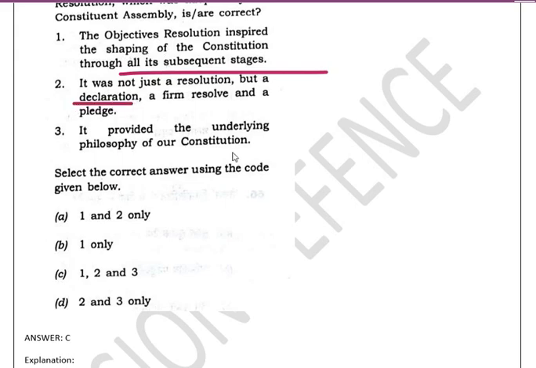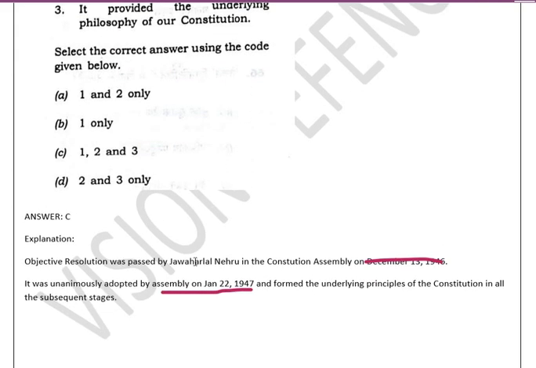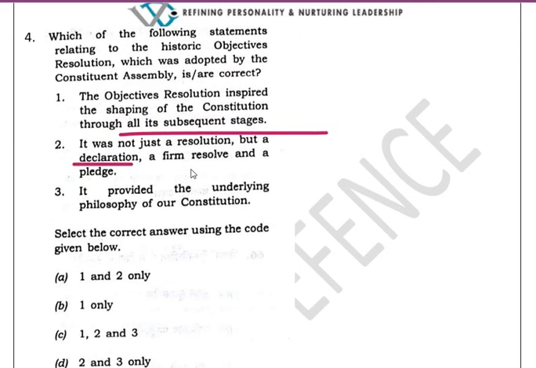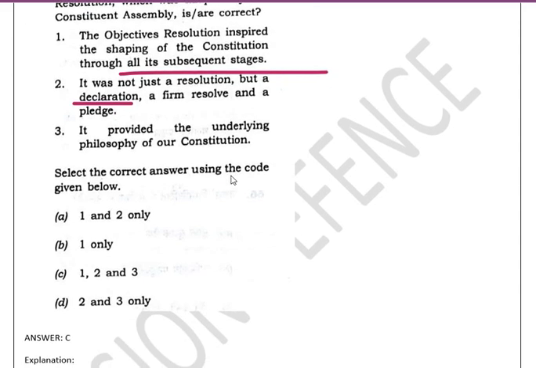The Objectives Resolution was introduced by Jawaharlal Nehru in the Constituent Assembly on December 13, 1946, and it was adopted unanimously on January 22, 1947. Yes, it was a resolution and it was a pledge. It provided the underlying philosophy of our Constitution. Yes, this formed the base for our Preamble as well as for our Constitution. So the answer is 1, 2, and 3, all of the above.